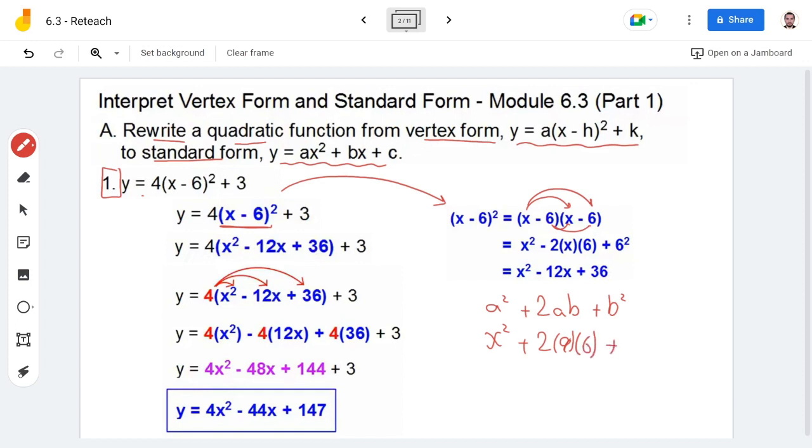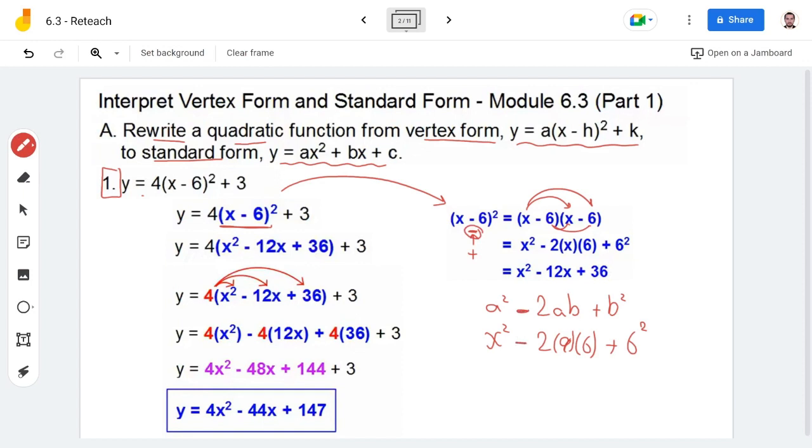plus 6 squared. Before we continue, we have a negative here. Why do we have a negative? Because the question has a negative. If it's positive, we write positive. If it's negative, the first sign in the formula should always be negative. So this one is negative, and this one is negative.